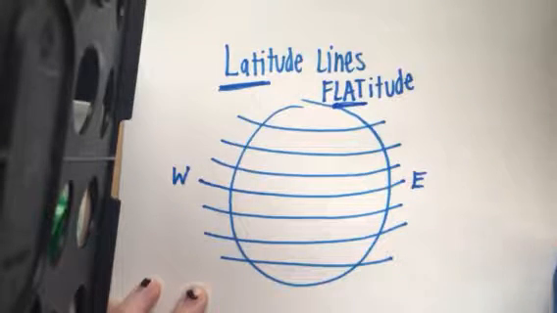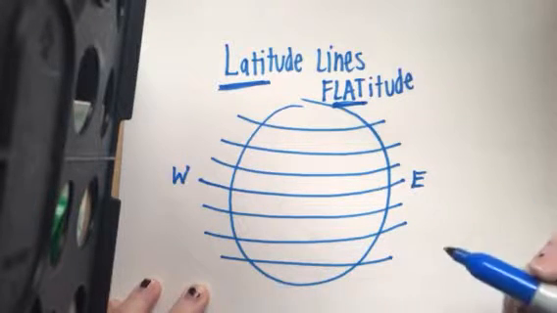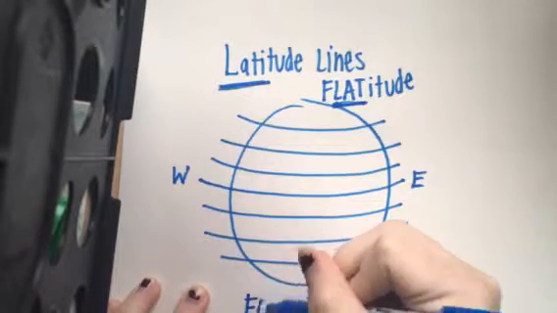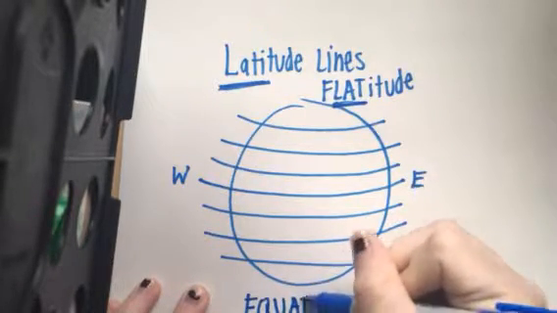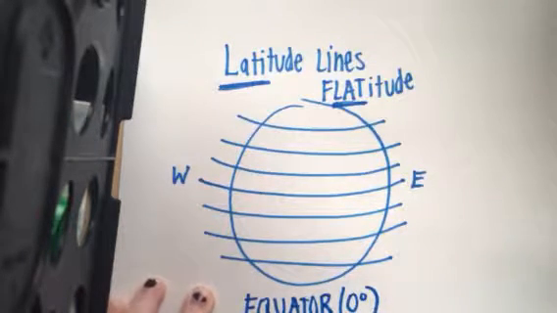Latitude, flatitude. Say it with me. Latitude, flatitude. One of the most common lines of latitude that we will talk about in class is the equator. The equator sits at 0 degrees, and it's found at the very center of the Earth, going from west to east.